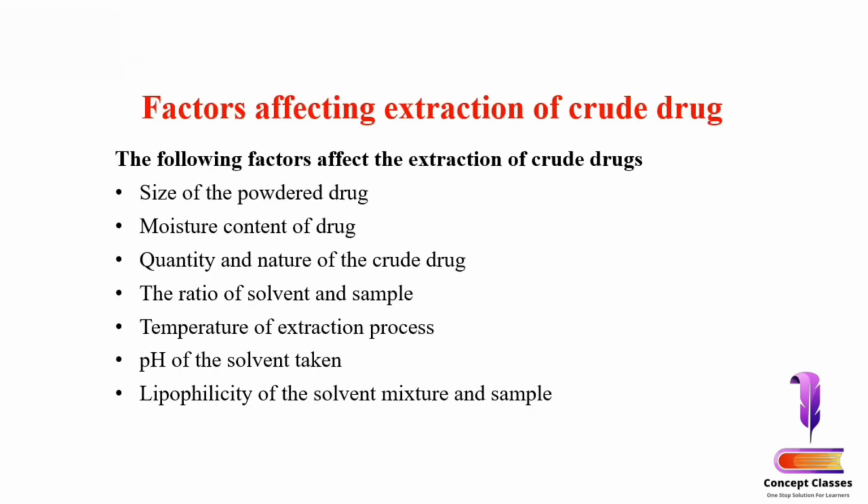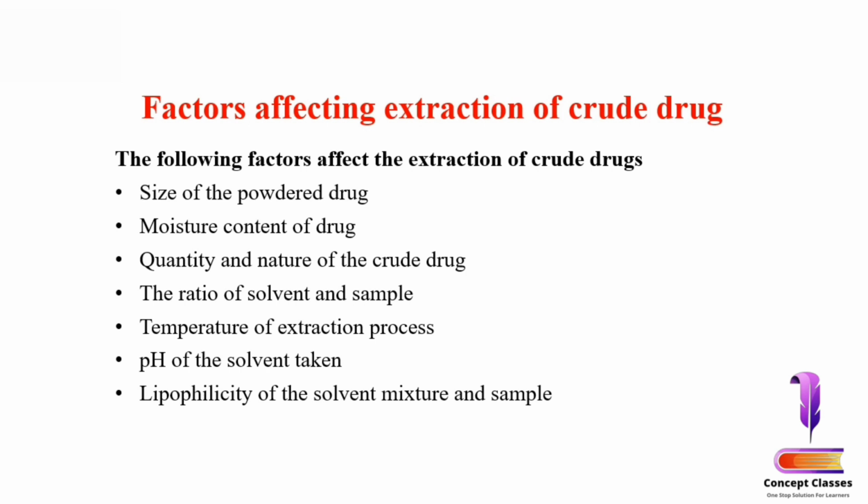So far we have discussed what is extraction, how to choose a solvent, and how to choose an extraction method. Now, let's see what are the factors that affect the extraction of these crude drugs. So the first factor is the size of the powdered drug, right? The smaller the particle size, it will facilitate optimum extraction. Why? Because when we decrease the particle size, it enhances the surface contact between the sample and the extraction solvents, and that will lead to effective extraction, right?